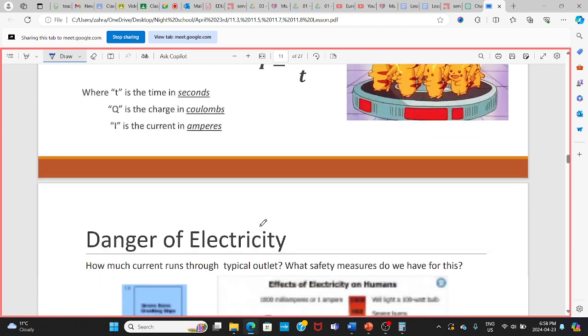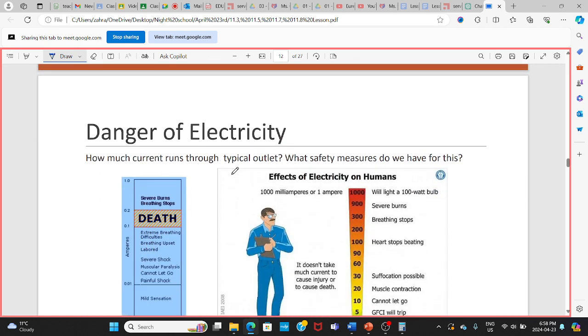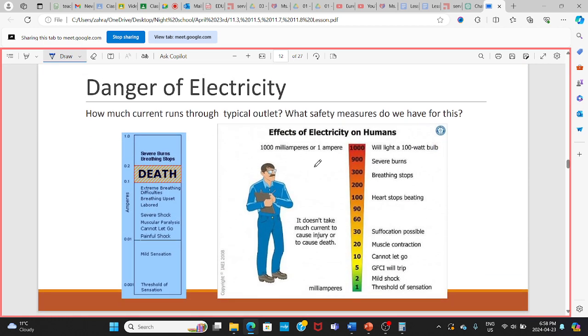Just finish this one. Danger of electricity. There are some cautions that you need to take into account if the devices that you're using have high voltage, high powers. So how much current runs through a typical outlet? What safety measures do we take?